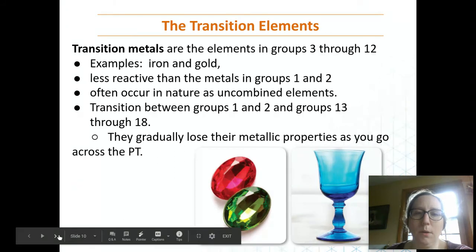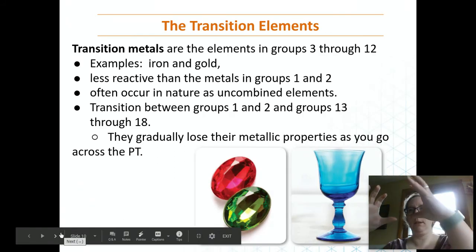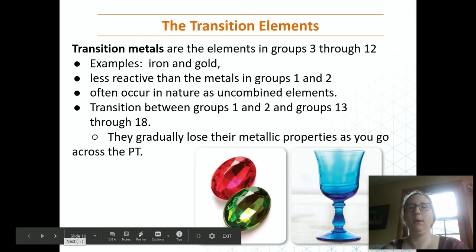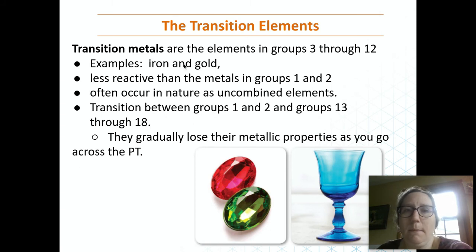Then we're going to move to the middle part of the periodic table, the part that kind of sits down. Okay, we call those the transition elements. They're groups 3 through 12. Okay, I personally call them the transition metals because they're all metals. Iron, gold, all of those elements that you think of as metals are pretty much in this group. They're less reactive than groups 1 and 2. They're pretty stable in room temperature.